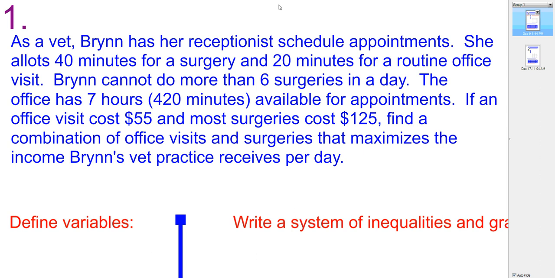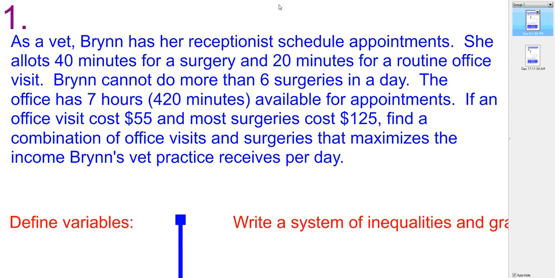Typically, the hardest part to these is to be able to write your equations. And once you have your equations written, people typically don't have too much trouble. Okay, so in this problem, we have a vet, Bryn, and she has a receptionist schedule appointments for her. She allows 40 minutes for a surgery and 20 minutes for a routine office visit.